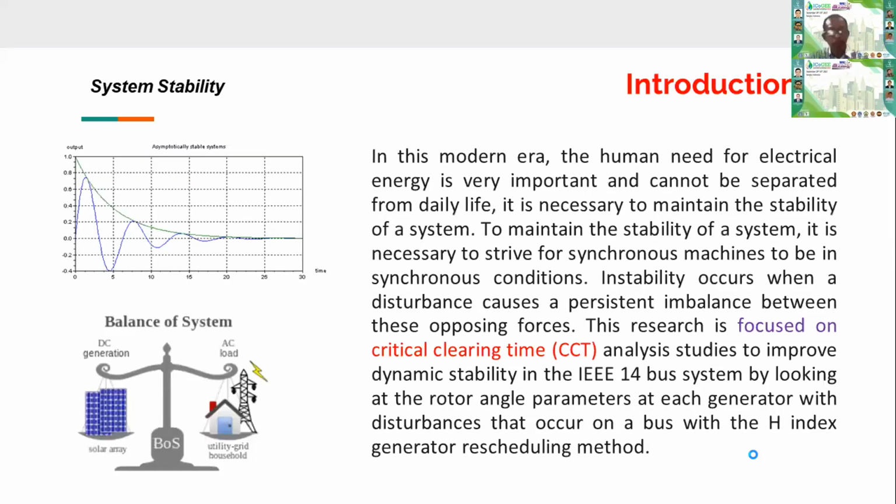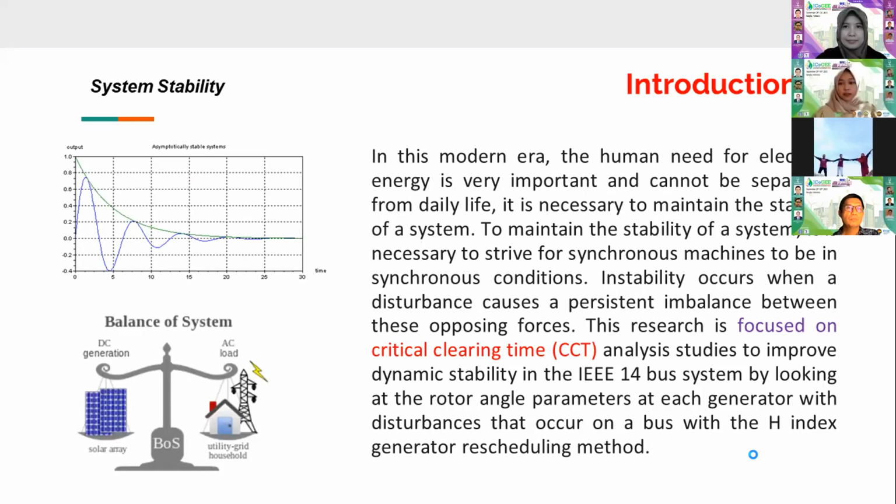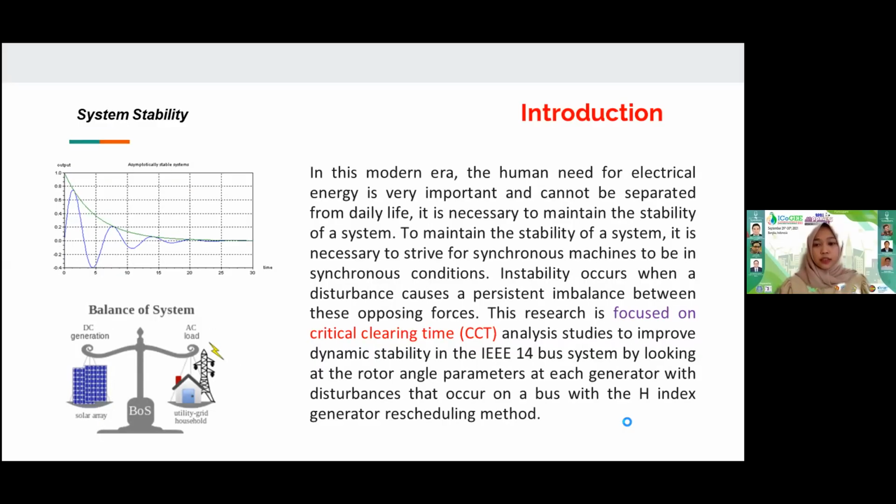System stability. In this modern era, the human need for electrical energy is very important and cannot be separated from daily life. It is necessary to maintain the stability of a system. To maintain the stability of a system, it is necessary to strive for synchronous machines to be in synchronous condition. Instability occurs when a disturbance causes a persistent imbalance between the opposing forces.